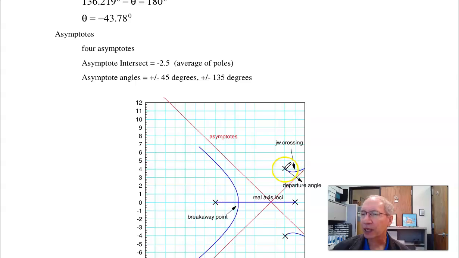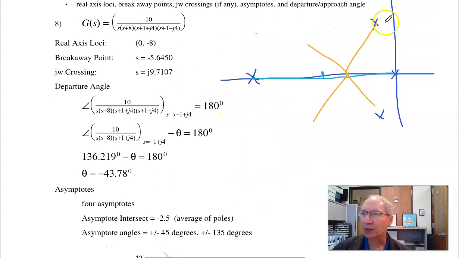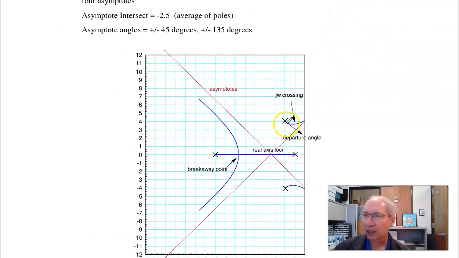The departure angle, that tells you how you go from this pole to that asymptote. To calculate the departure angle, take a point epsilon away, like right here. Calculate the angle from all the poles. And if I do that, I get 136 degrees. It's got to be 180. So I am short by 43 degrees. It's a pole, so I need a double negative. If this is minus 43 degrees, I subtract a negative, gives you plus 43 degrees. So the departure angle will be minus 43 degrees, going to that asymptote.